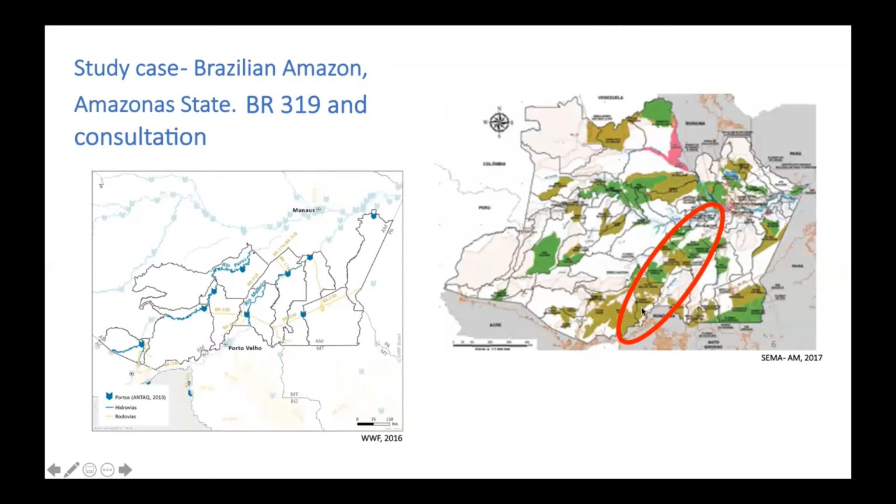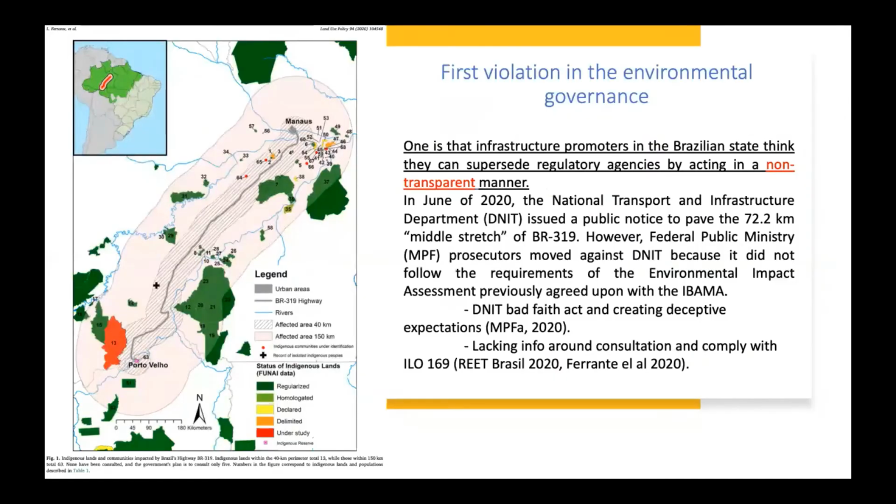Those in light brown or green are conservation units, both state and federal ones under coordination. And in pink here, you can see indigenous lands. The next slide will show them better. So here I will highlight the first two violations, and I will show the other three violations quickly.